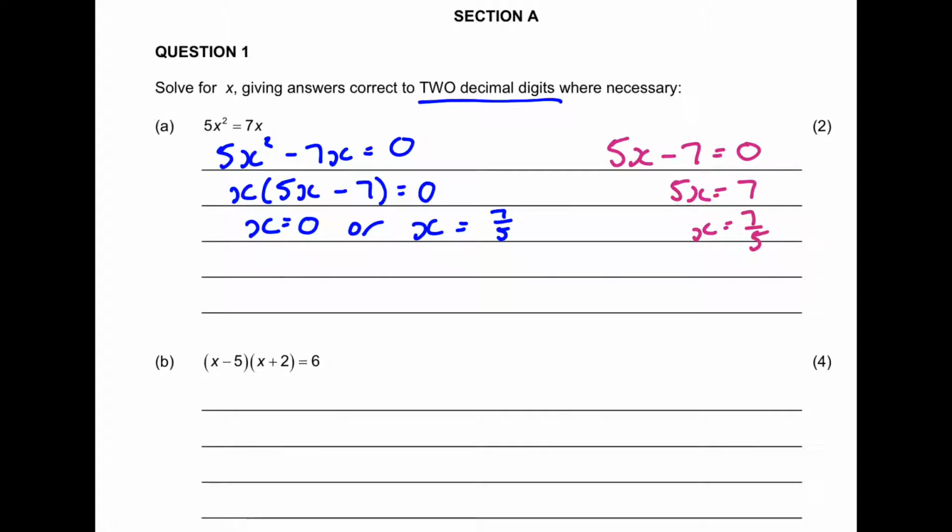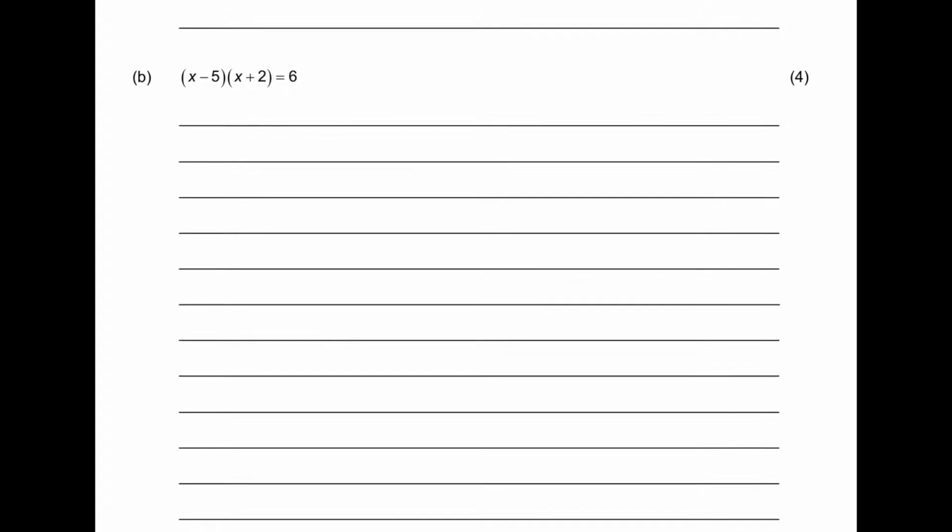Okay, question B. All right, now this one is already factorized on the left-hand side, but because there's no 0 on the right-hand side, we need to multiply out. So FOIL the brackets, so we'll get x squared, and then plus 2x minus 5x, and then bring the 6 over, well, first minus 5 times 2, which is minus 10, bring the 6 over. All right, now simplify and get that into standard form. So we'll have x squared minus 3x minus 16 equals 0.